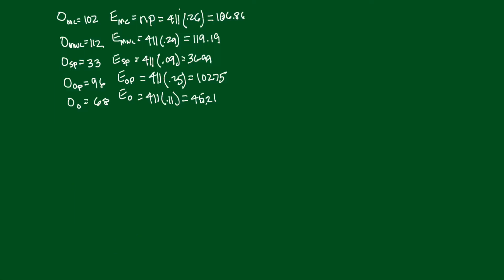I ran out of room on that page, so I just transferred everything to this page here. These are my observed values, right? How many did we observe out of our 411 households in Dove Creek? We observed 102 married with children. We observed 112 households married without children. 33 households we observed single parent, and so on. And here are my expected values, which I got by N, 411, times the percentage given in the table.